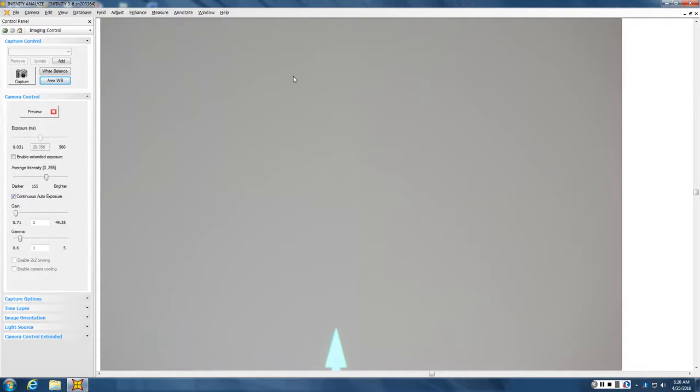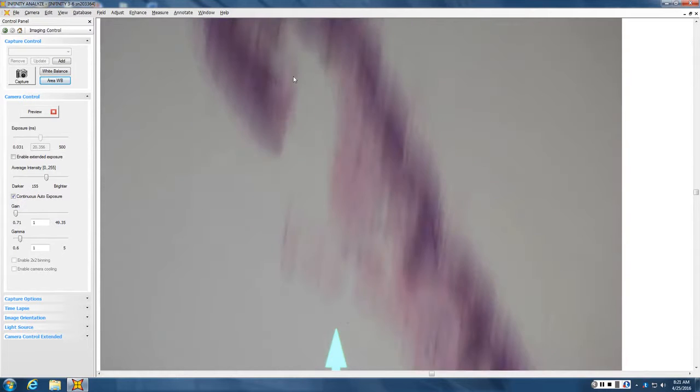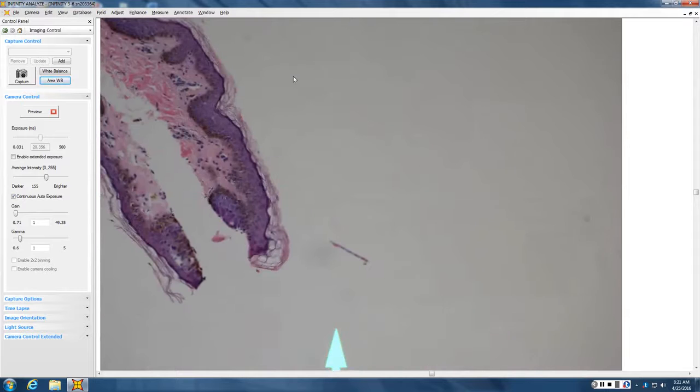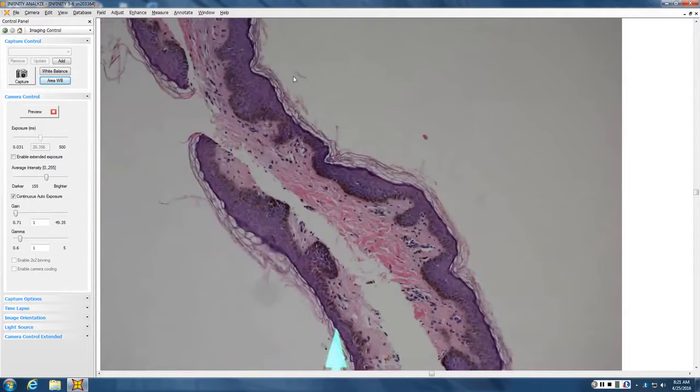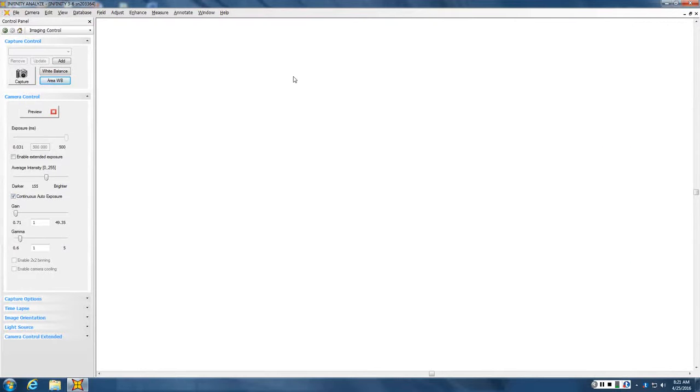Let's see. Trying to pick out ones that are really good. Okay, so I'm looking all the way across, and all I see is this one little focus of that.